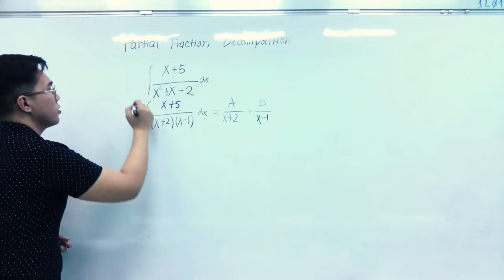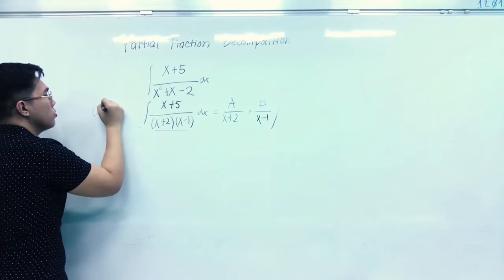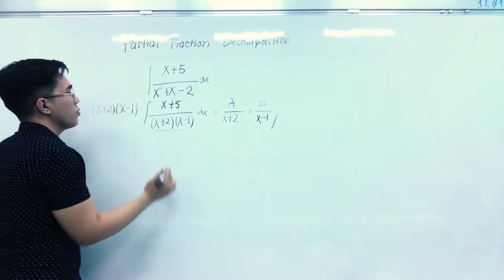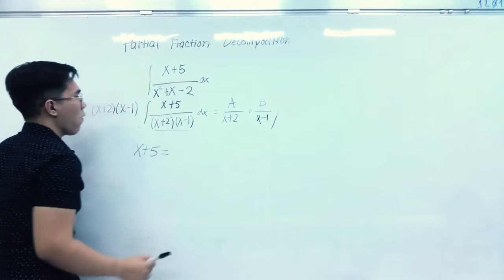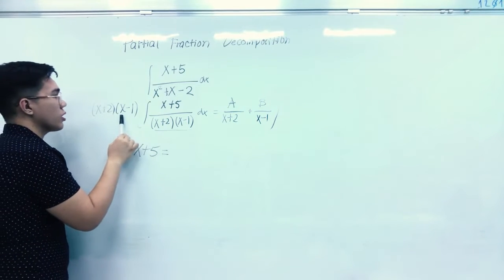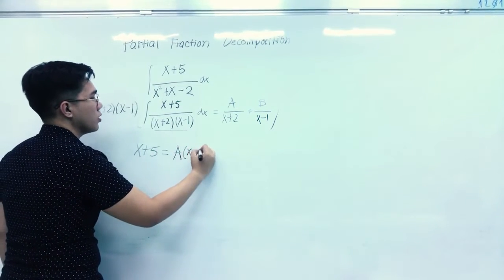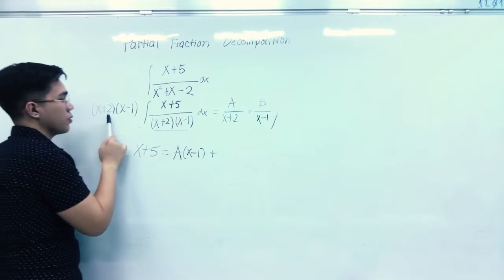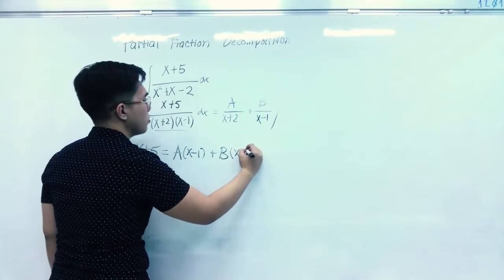I'm multiplying both sides by this term. So, we multiply x plus 2 times x minus 1 to both sides. In this term, this will just cancel out, leaving us with x plus 5 is equal to, in this case, this term divided by x plus 2 will be x minus 1, leaving us A times x minus 1, plus this term divided by x minus 1 will leave us x plus 2, giving us B times x plus 2.